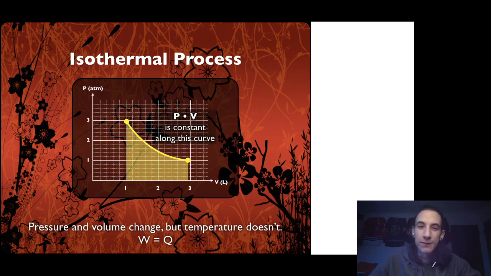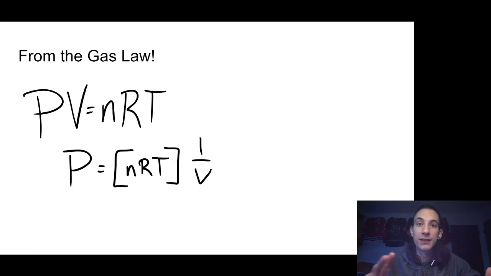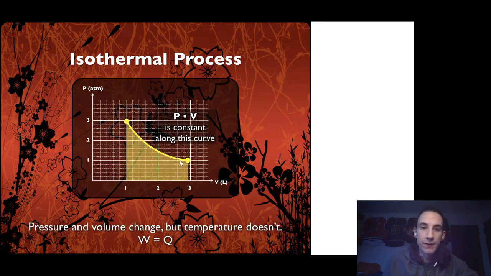But how do we know that it's an inverse graph? This relates directly from the gas law, the idea that PV is equal to nRT. If we have an isothermal process, then T is going to be constant. So we're really asking, how does pressure change with volume where T is constant? If T is constant, pressure is just going to change with the inverse of volume. So that's just going to look like an inverse graph.